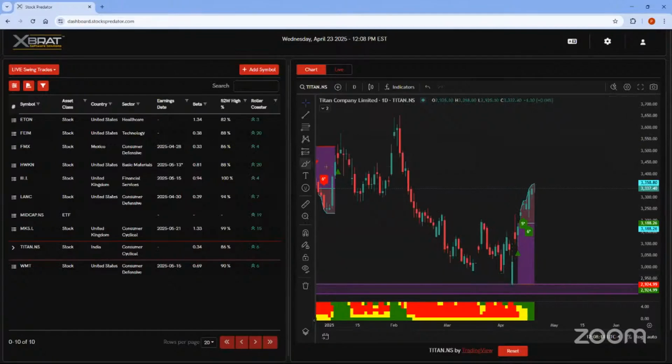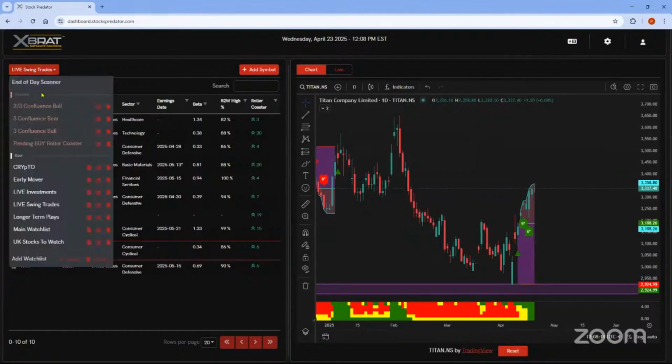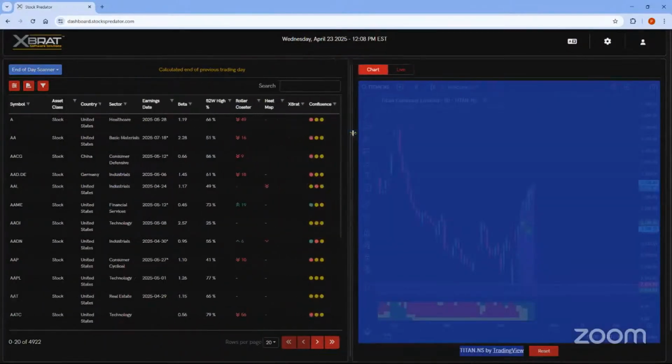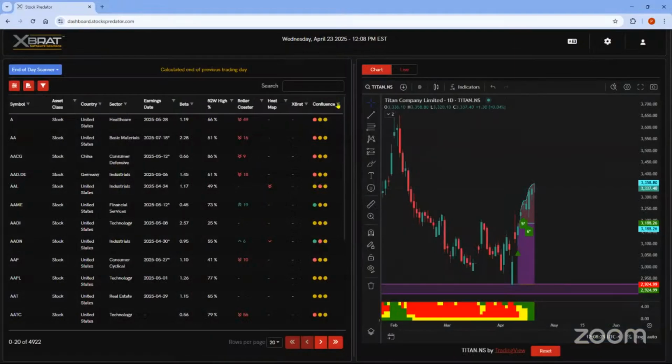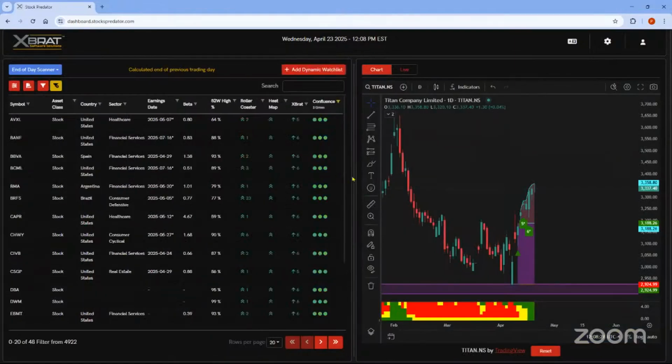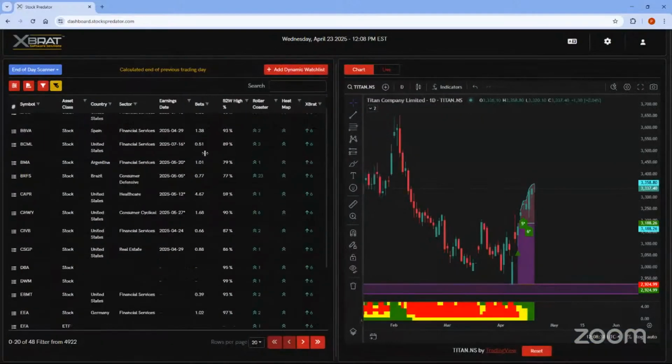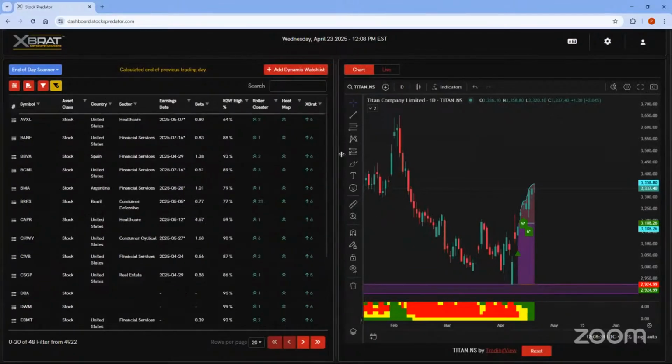So I just want to go back and go to the current end of day scanner. I then want to make that a little bit bigger. I'm going to go to confluence, and I'm going to go 3 green. Okay, so this is basically everything that came out overnight that are all in confluence.